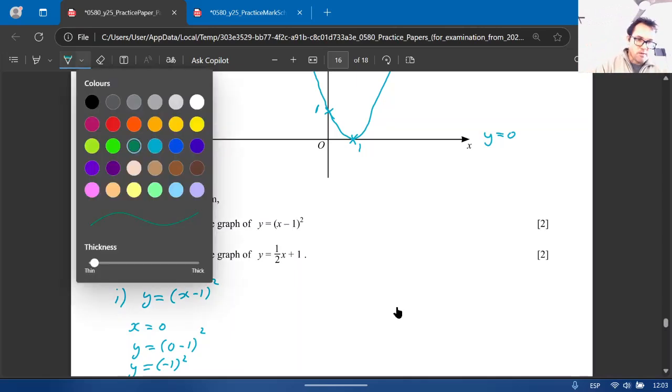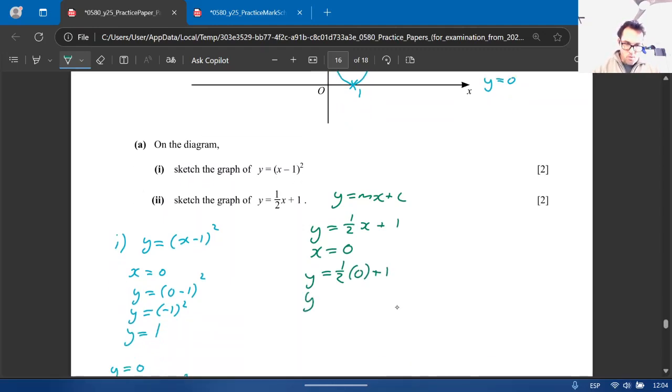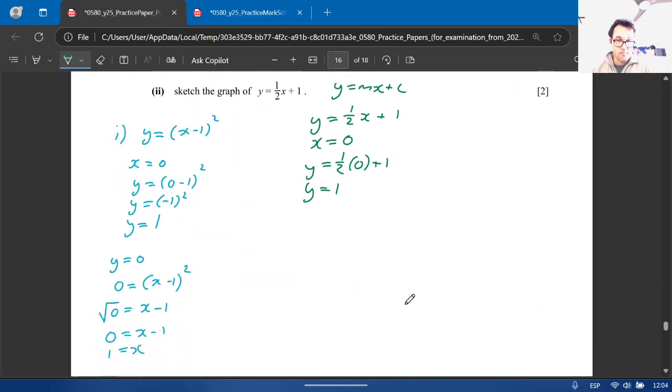Now let's do the other one. And we're going to do the same. But this, of course, is a straight line because it's in the form y equals mx plus c. So we know it's going to be a straight line. So again, y equals a half x plus 1. Let's make the x 0. That means y equals a half times 0 plus 1, which gives us y equals 1. So again, this straight line is going across the y-axis at 1.